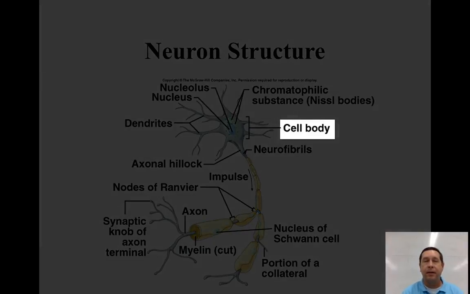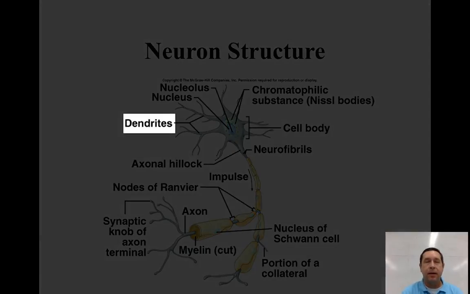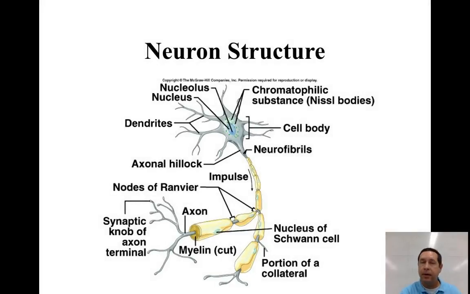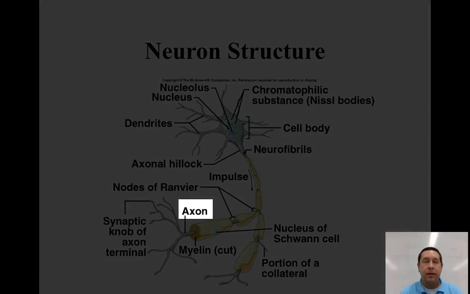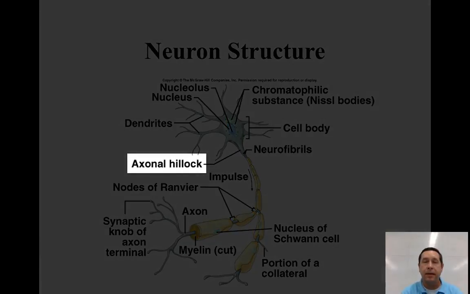So neurons all have the same basic structure to them. They all have a cell body, which is where the nucleus and many of the other organelles that we typically associate with cells are located. The dendrites, which are the processes that transmit signals from other cells toward the cell body. And the axon, which are the processes which transmit signals or nerve impulses away from the cell body out to other cells. And then there's some other structure we need to talk about. The connection between the axon and the cell body is called the axonal hillock.